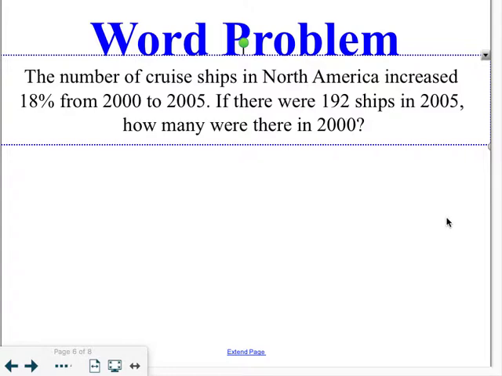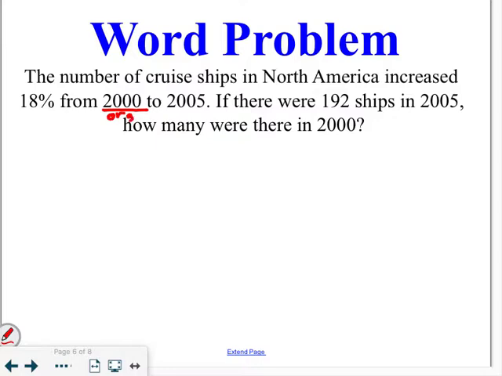Most of these are going to be word problems. So, the number of cruise ships in North America increased 18% from 2000 to 2005. If there were 192 ships in 2005, how many were there in 2000? First question we need to ask ourselves is, are we missing our final value or are we missing the original value? Looking at the problem, our original value is going to be what was in 2000, and our final value is what is in 2005. Since we know there were 192 ships in 2005, that means we are missing the original. So that's going to become our variable.